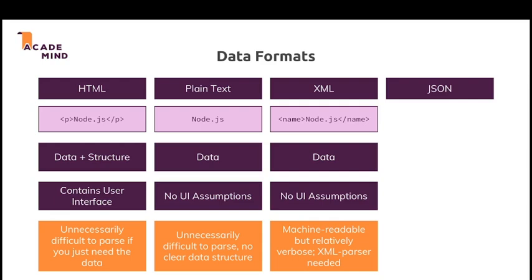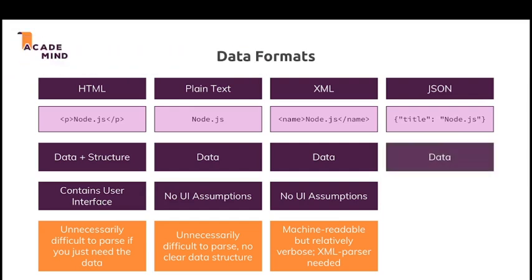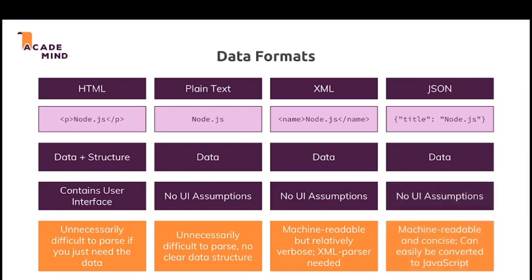The last data format, and you might already guess it, that will be our winner, is JSON. It looks like this, and we already used it in the course when I had a look at asynchronous requests a couple of modules ago. Now, this also is just the data. It makes no UI assumptions, and it's also machine readable. The good thing is it's a bit more concise than XML, and it can easily be converted to JavaScript.